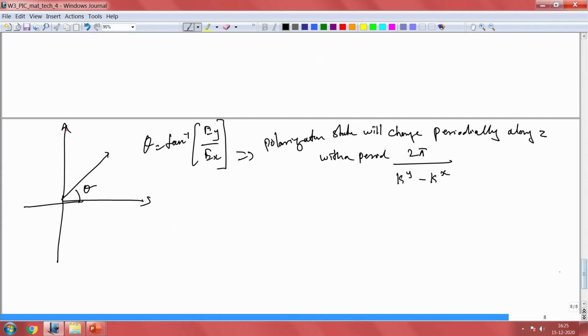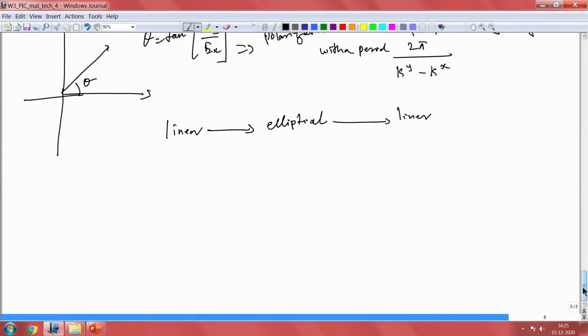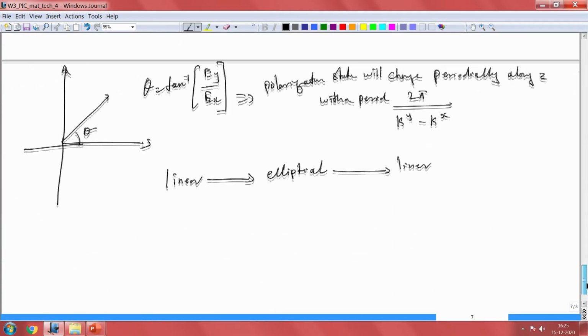So, when it is moving through a medium, it is going to change the polarization of light that is going through. Just to give you an example, if you put a light that is linearly polarized, right, it will generate an elliptically polarized light, and then if you even allow it to propagate through the medium, it will become linear again. So, there is a periodicity associated with this, right. This will keep on repeating, all right.